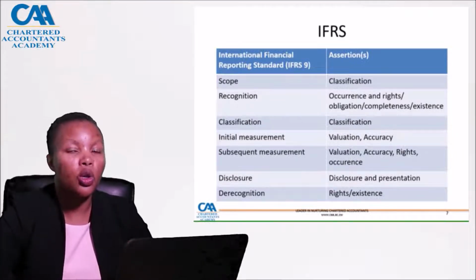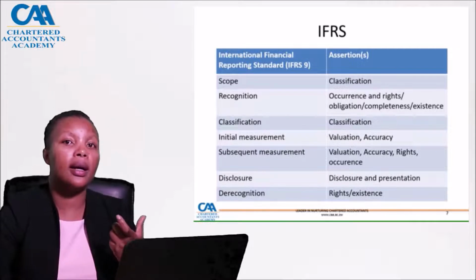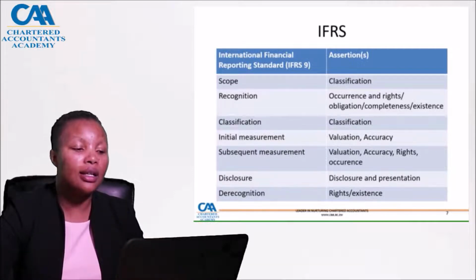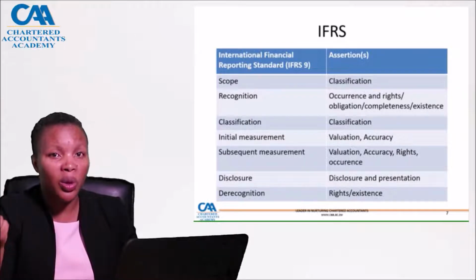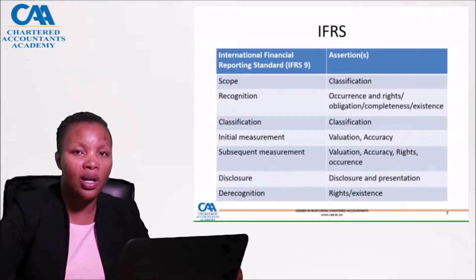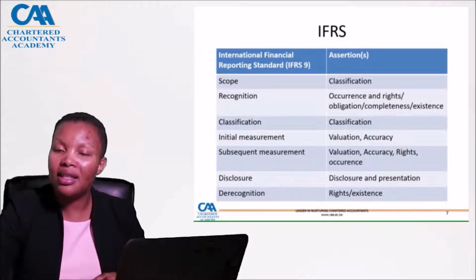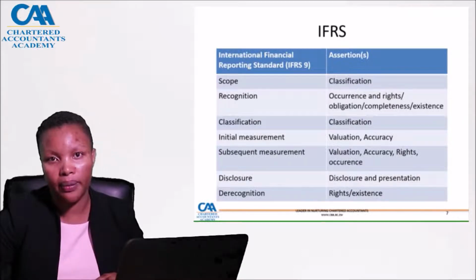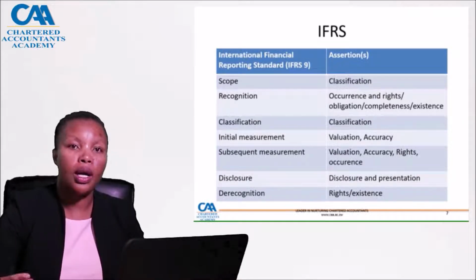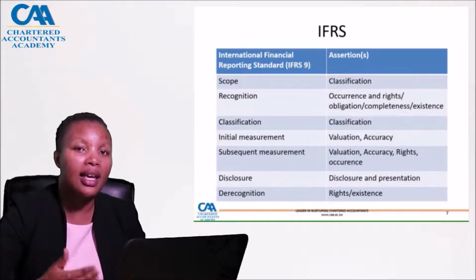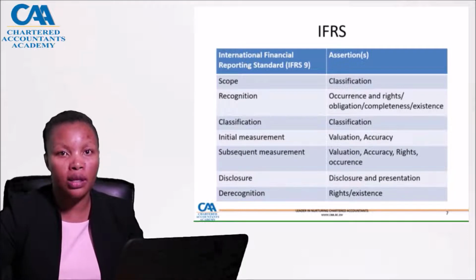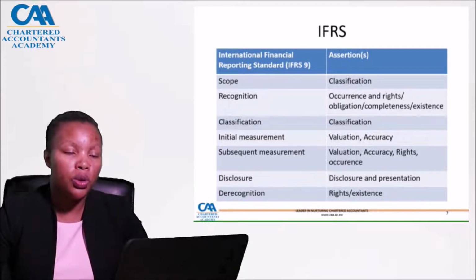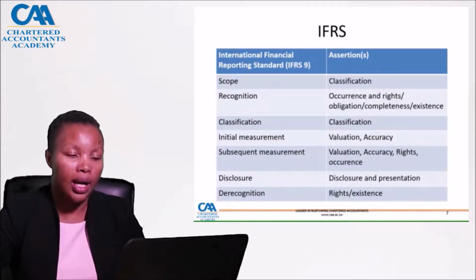Did it occur? It has to be recognized first and foremost if it occurred. If it did not occur, then you do not recognize it. Did this transaction occur? So therefore, it can then be recognized. Do we have rights over this inventory? If we do, then it can be recognized.